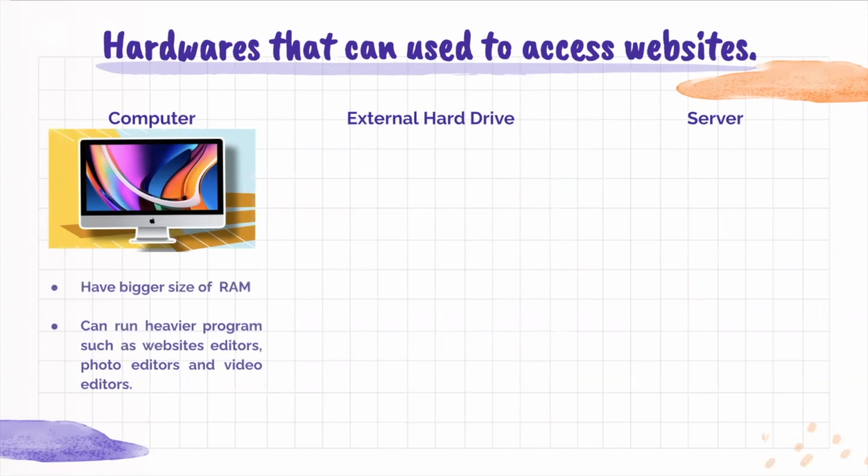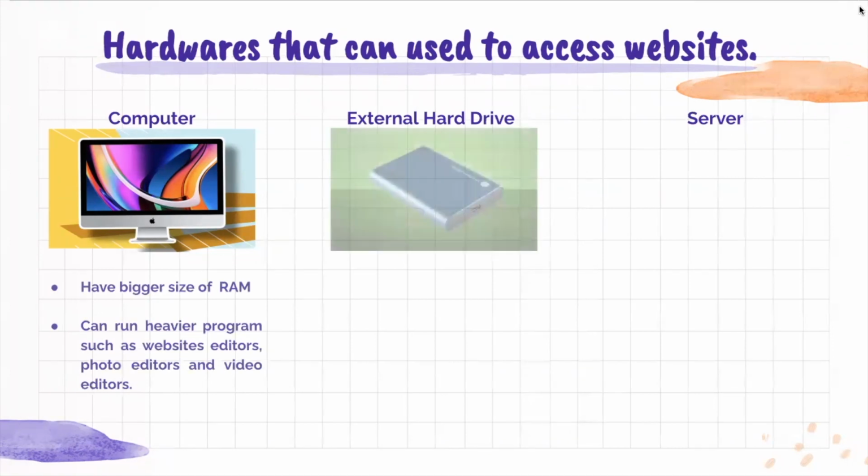One of its abilities would be the bigger size of RAM. This is basically over 2 GB. The more the better. This could lead to the computer running quickly and smoothly. For example, it can run heavier programs such as web editors, photo editors, and video editors.